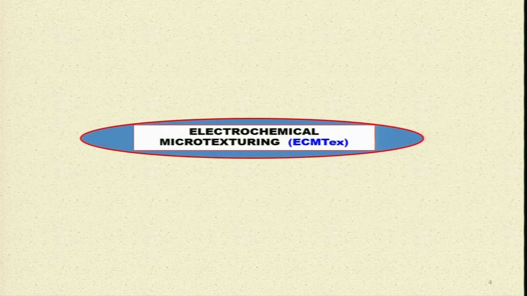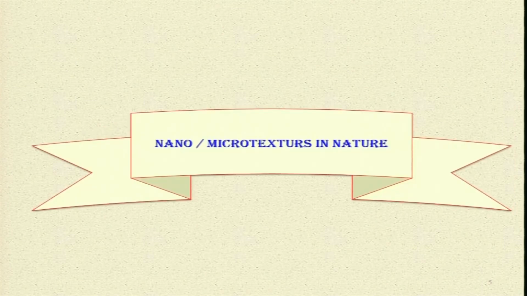Electrochemical microtexturing: nano microtexturing in nature. First let us understand where micro nano texturing occurs in nature itself. Before that, let us understand what surface texturing is and texture in nature.